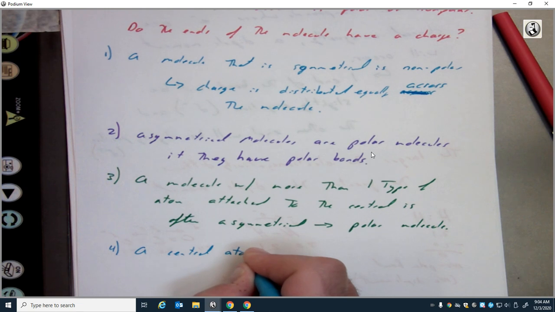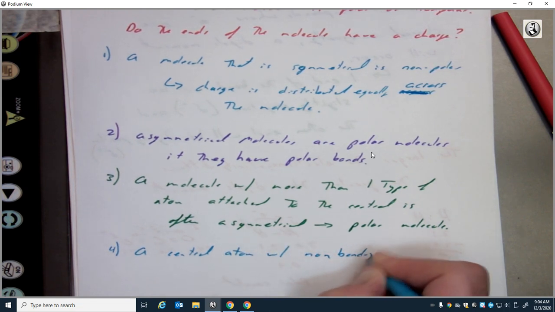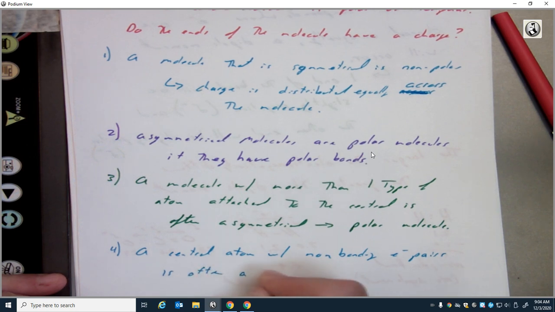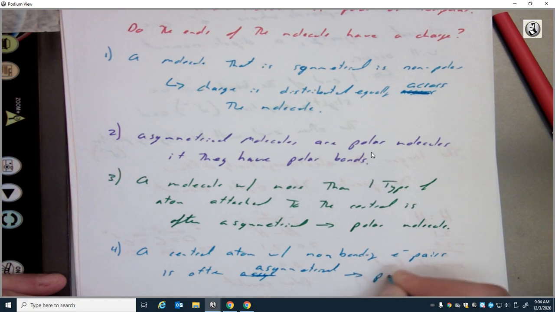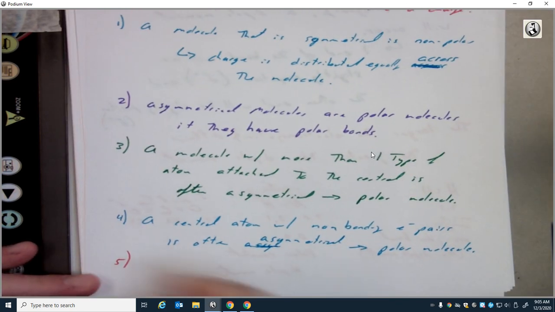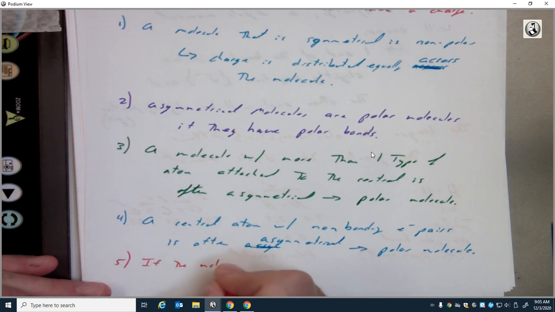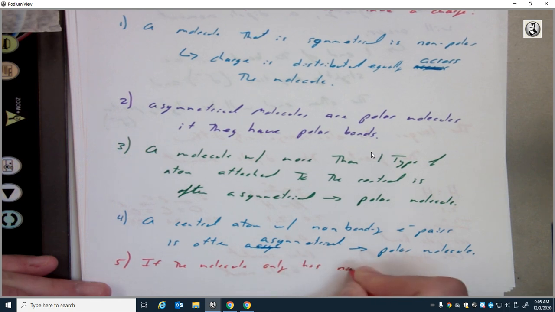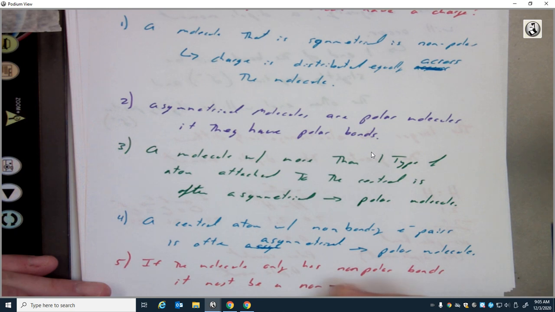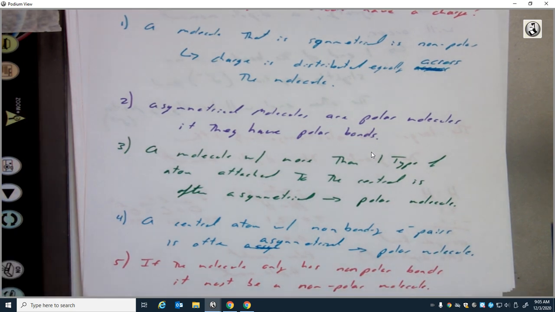A central atom with non-bonding electron pairs is also often asymmetrical, which means it's going to be a polar molecule. If the molecule only has non-polar bonds, it must be a non-polar molecule. So those are some rules that we can use to figure out molecular polarity.